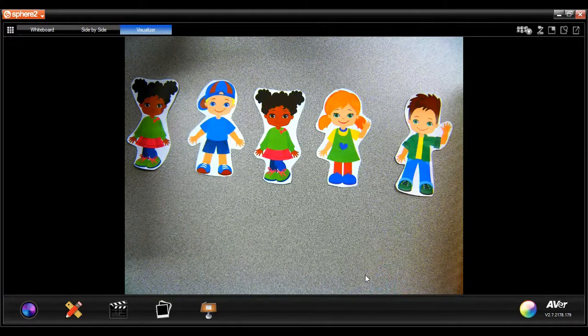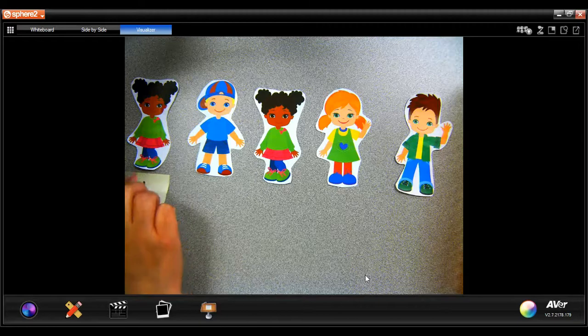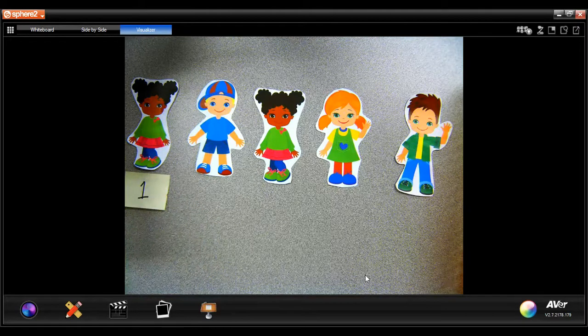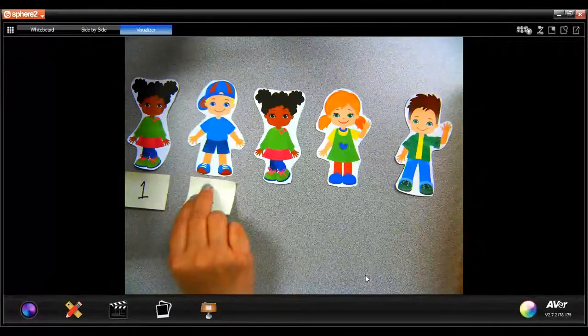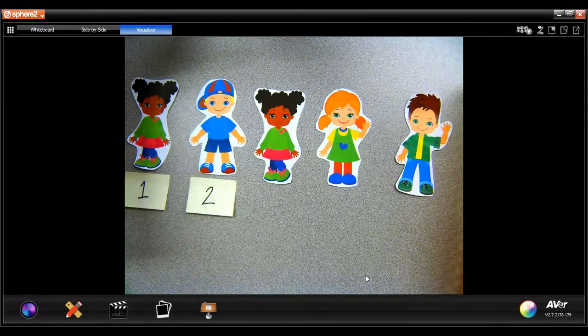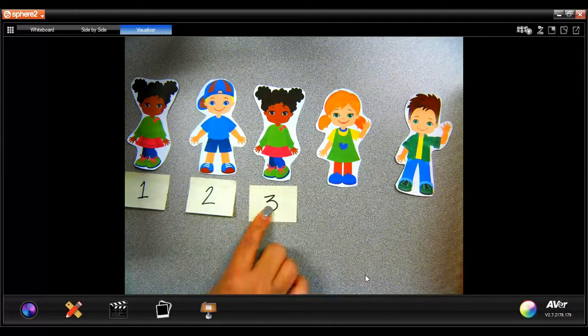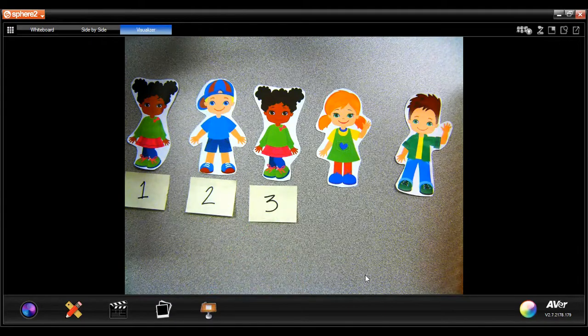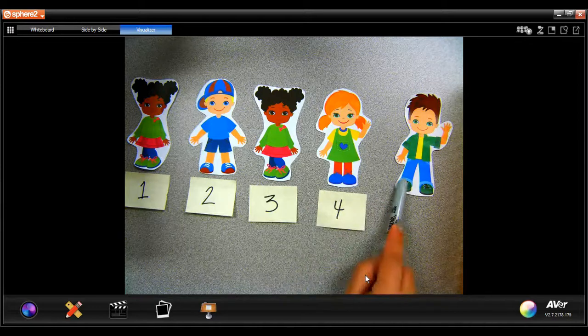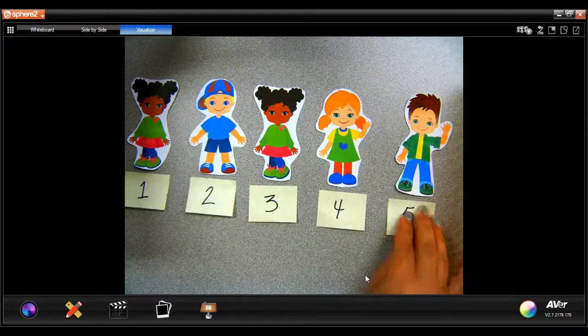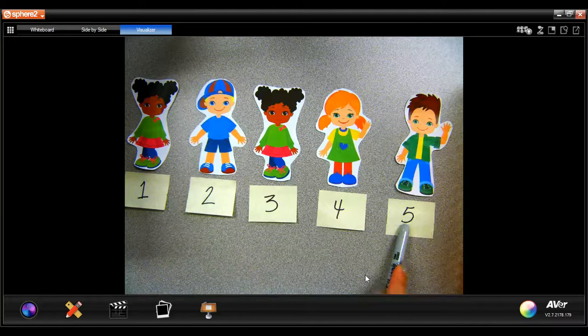First thing I want to do is count them, see how many kids we have. And so I'm going to put a little paper here. So she's number 1. He is number 2. She is number 3. See? 1, 2, 3. She is going to be number 4. And he is going to be number 5. So we have 5 students, right? 1, 2, 3, 4, 5. That's how we will count them.